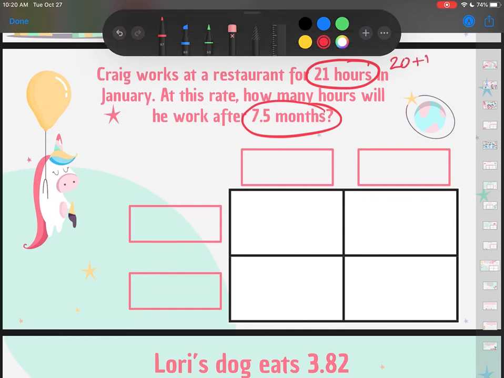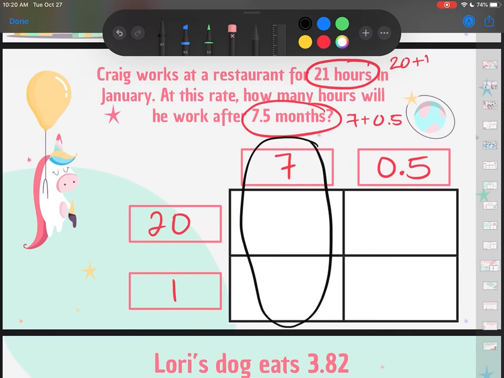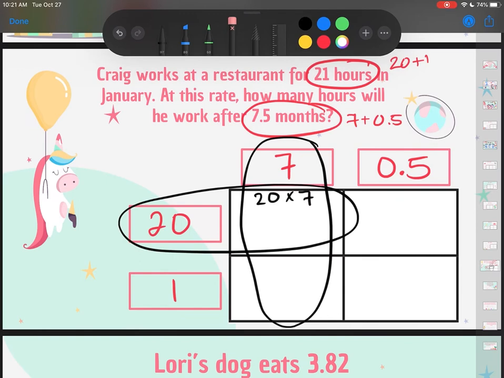So, 21 was 20 plus 1, right? 7.5 is 7 plus 0.5 based on their place values in expanded form, right? So that's what I'm going to use to fill in my area model. So I've got 20 plus 1 and then 7 and 5/10. And now I'm ready to multiply. So in my 7s column, I've got 7s as my column, 20 as my row. So it's going to be 20 times 7.